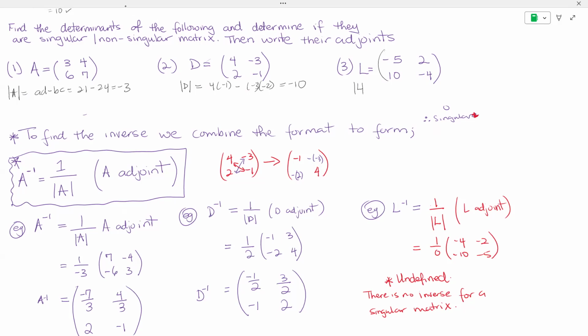L, the determinant of L, -5 by -4 minus 2 by 10, which is 20 minus 20, which is 0.